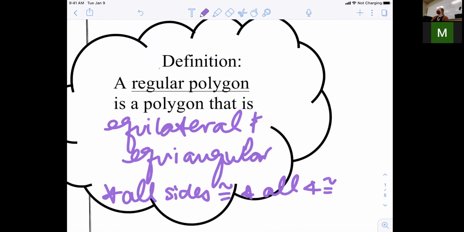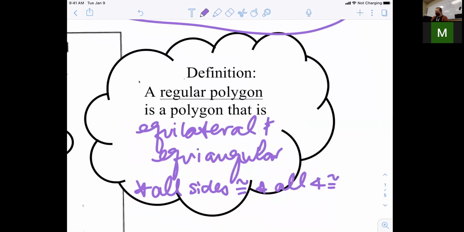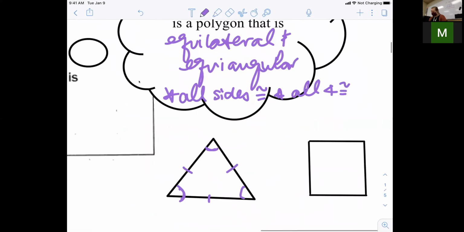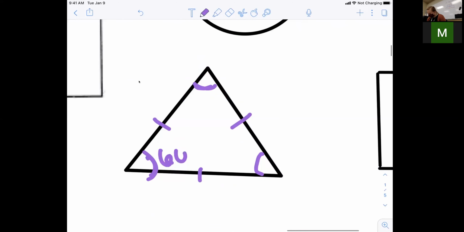If that's the case with my regular polygon, let's think of a couple specific examples. I've got a regular triangle down here where all of my sides are congruent and all my angles are congruent. If all my angles are congruent, how much is each individual angle? Why? Exactly. Colin knew that he had to share the 180 with all three angles equally. So he did 180 divided by 3 and he got 60.